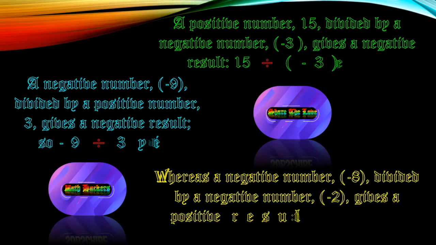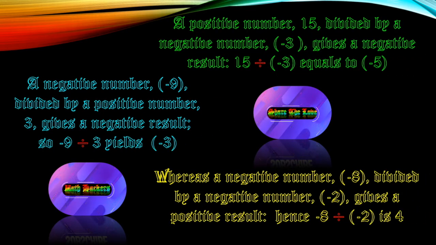A positive number 15 divided by a negative number negative 3 gives a negative result. 15 divided by negative 3 equals negative 5. A negative number negative 9 divided by a positive number 3 gives a negative result. So negative 9 divided by 3 yields negative 3. Whereas a negative number, negative 8, divided by a negative number, negative 2, gives a positive result. Hence, negative 8 divided by negative 2 is 4.